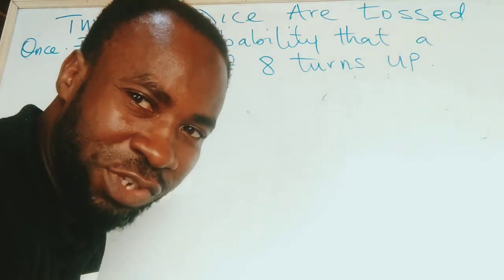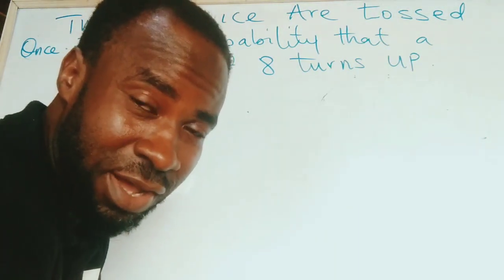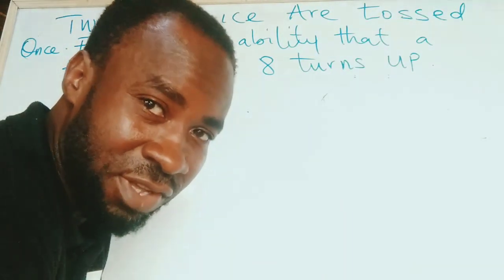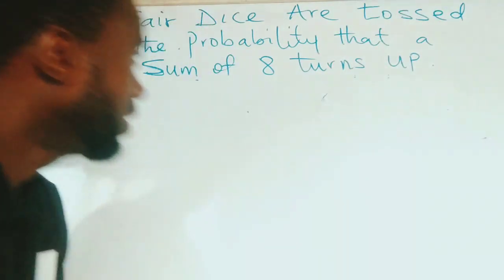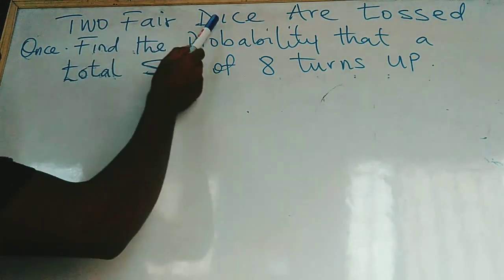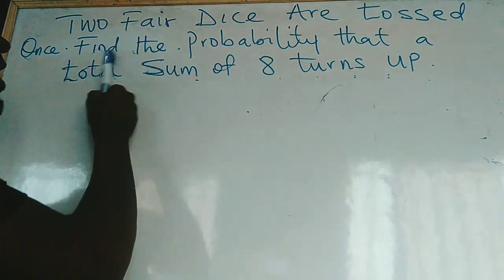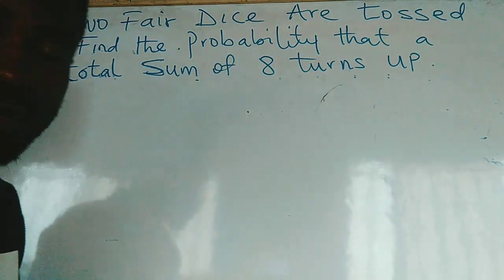Now, today there is a question on the board which is very interesting. It's a question on probability, and we are going to use the outcome table which we learned yesterday to solve this particular problem. Okay, now let's look at it. It says two fair dice are tossed once. Find the probability that a total sum of 8 turns up.